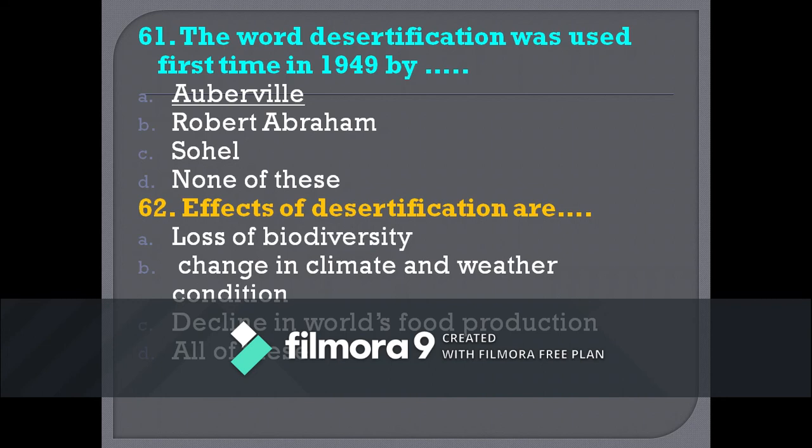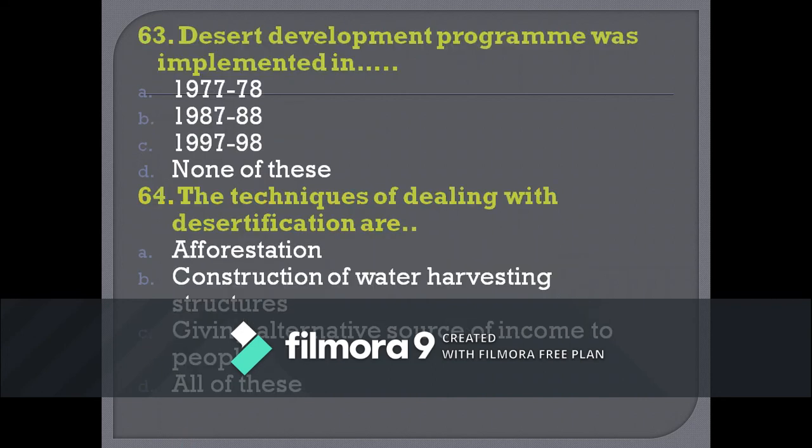Question number 62. Effects of desertification are. So what are the effects of desertification? Let us see the 4 options given here. A, loss of biodiversity. B, change in climate and weather conditions. C, decline in world's food production. And D, all of these. So all of these is the right answer. Question number 63. Desert Development Program was implemented in 1977-78.